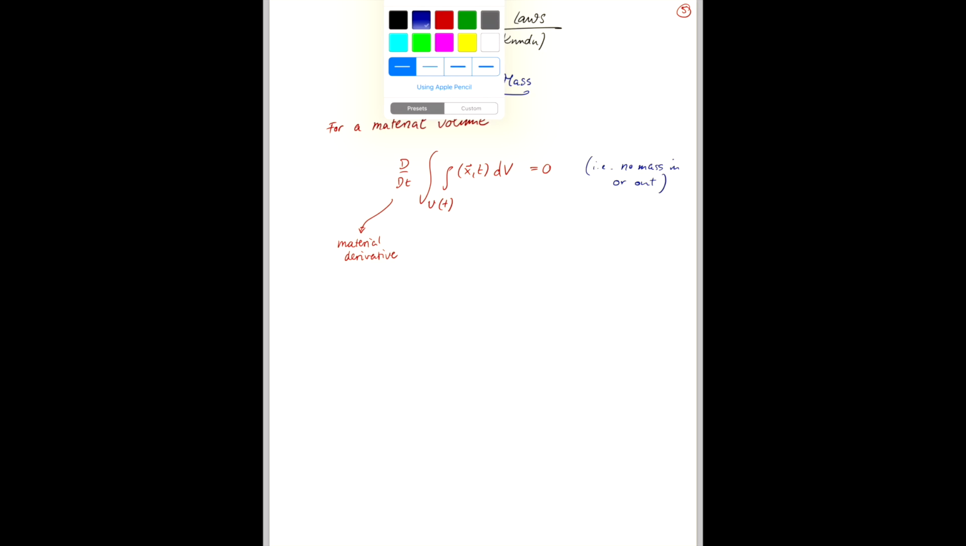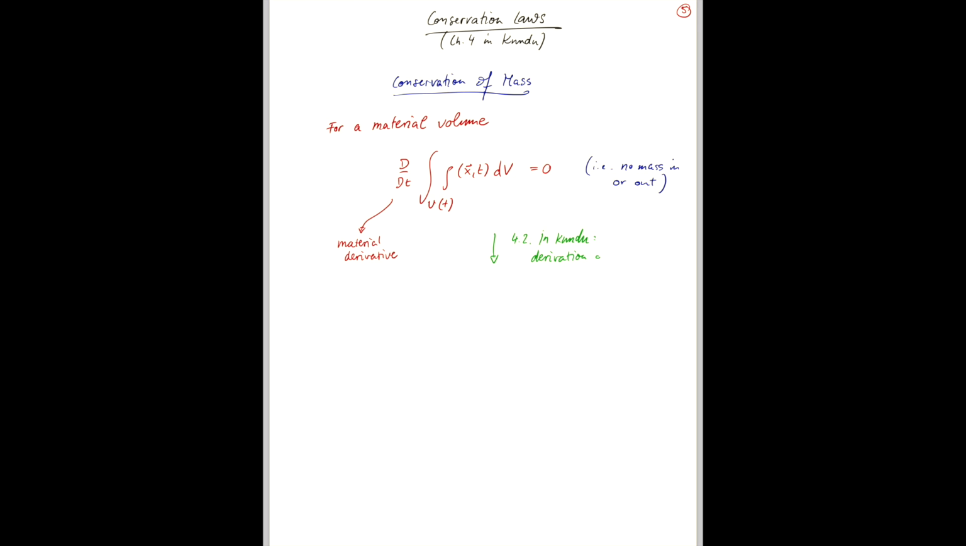And in chapter 4.2 of Kundu, the book provides a derivation of the differential form of this conservation of mass equation. So I'm not going to go through it here, but I encourage you to look it up. So 4.2 in Kundu, derivation of the differential form. And so this here is the integral form.